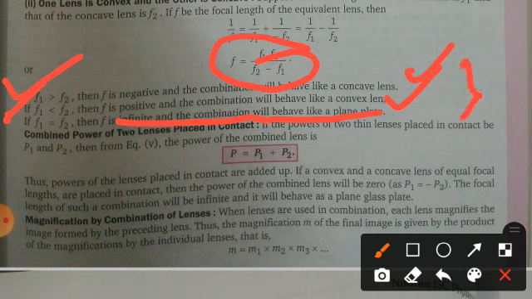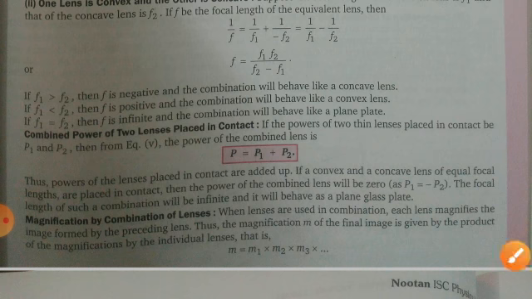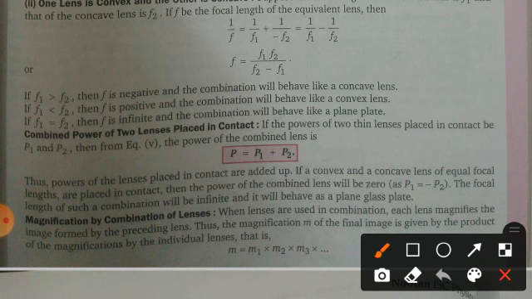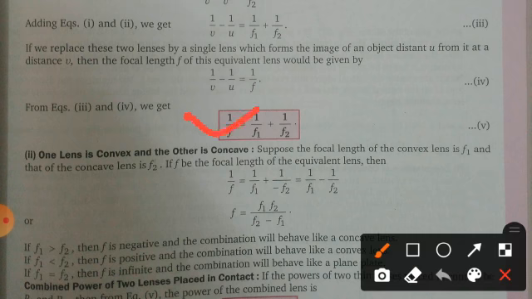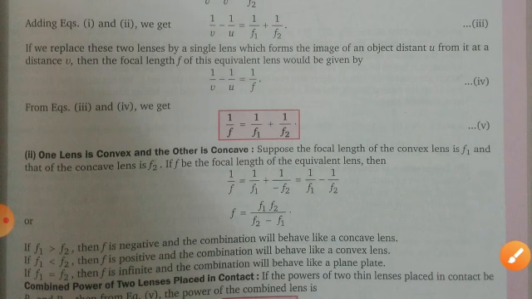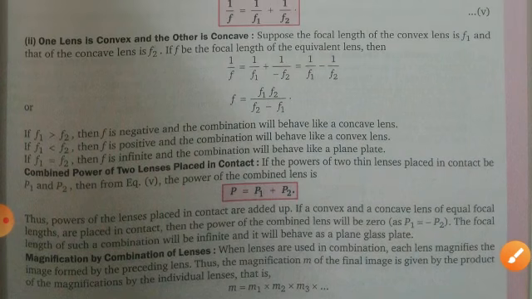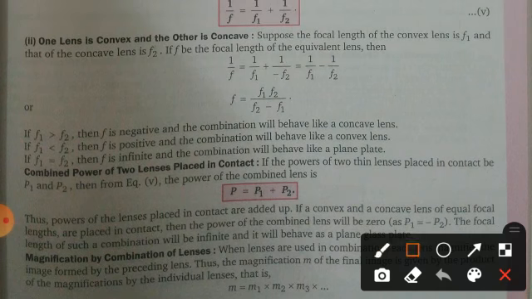Now we will talk about the combined power of two lenses placed in contact. So if the powers of two thin lenses placed in contact are P1 and P2 respectively, then from the above equation, this is your equation number 5, you can write the power of two lenses placed in contact as P is equal to P1 plus P2.